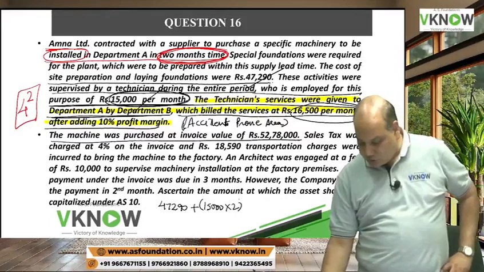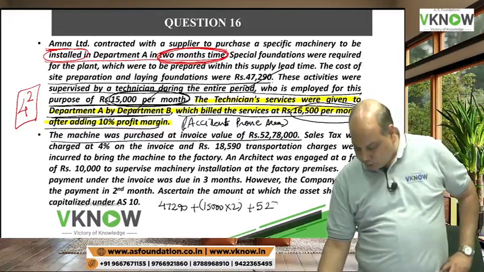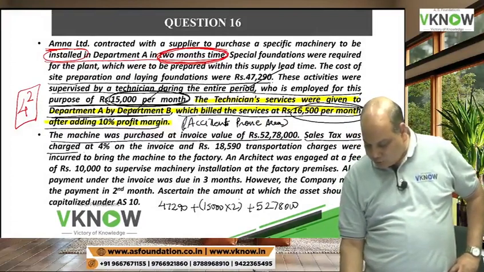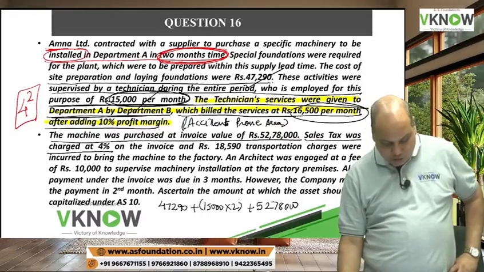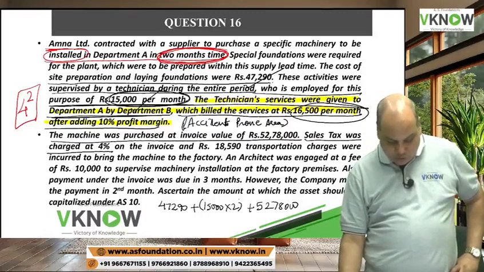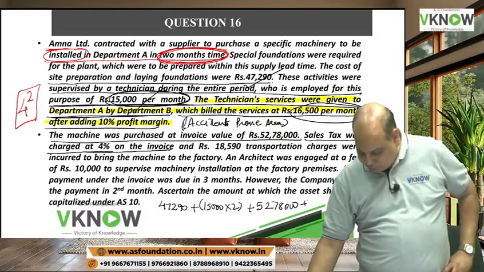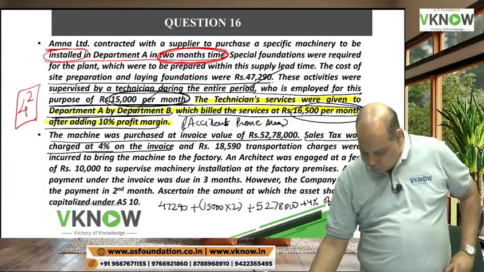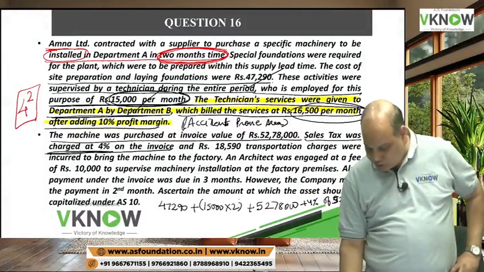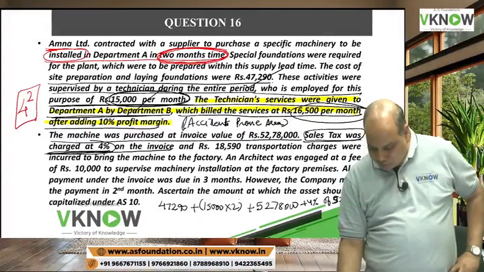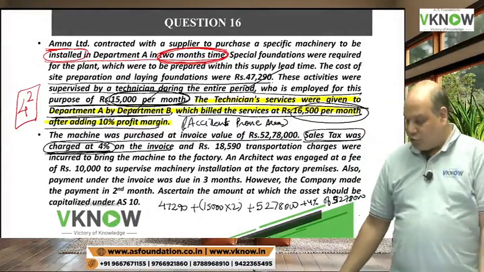The machine was purchased for 52 lakh 78,000. Sales tax was charged at 4% of the invoice, so plus 4% of 52,78,000. We don't know whether this sales tax is refundable or non-refundable, so you assume non-refundable and solve.